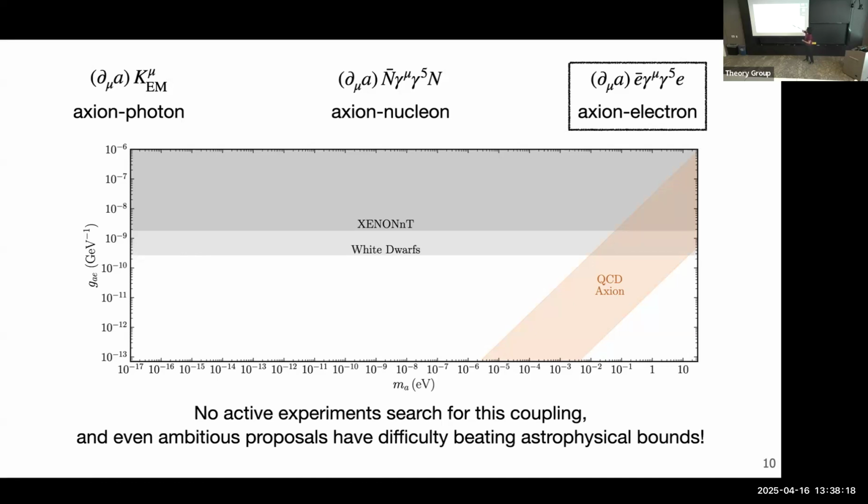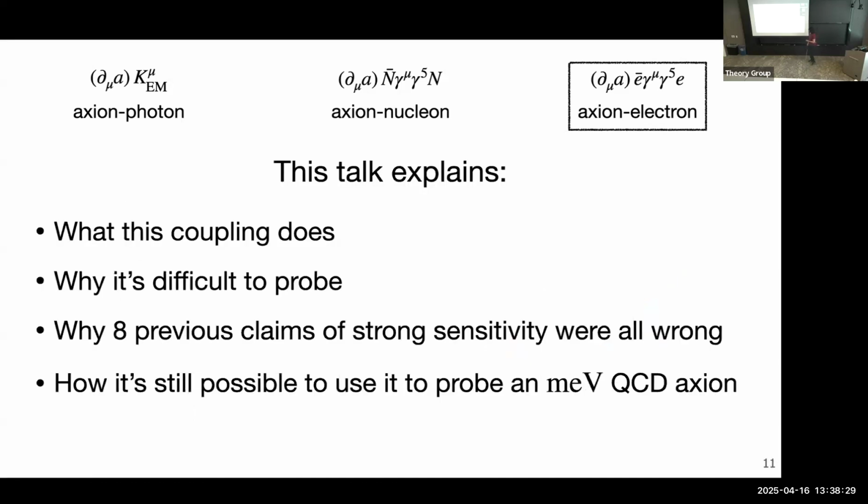This is from white dwarfs cooling faster than expected. This is from XENON experiments seeing axions emitted from the core of the sun. And so it seems like this is a bit of a hole. There's a good reason for that, though. So in this talk, I'm going to explain what this coupling actually does to electrons, why it's hard to actually look for it, and also why some people thought it would be easy.